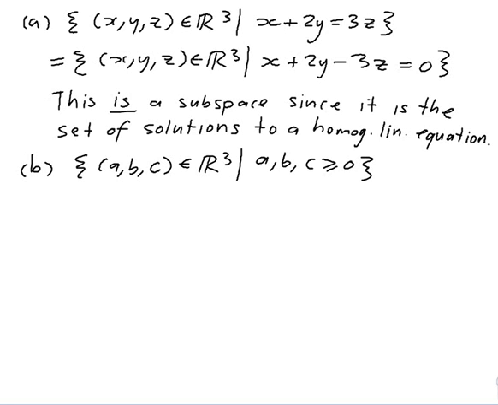Okay, well, multiplying something that's all positive by another positive number will still be positive, but if I multiply it by a negative number, I'll get negative coordinates, and that won't be in the set anymore. So it's actually not closed under scalar multiplication, and I just need an example to show that it's not closed under scalar multiplication at least once. So let me pick a vector that's in there. What about 1, 1, 1?